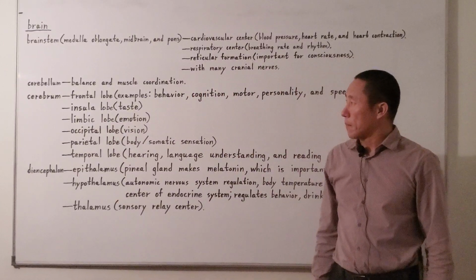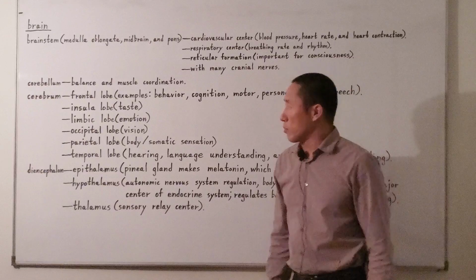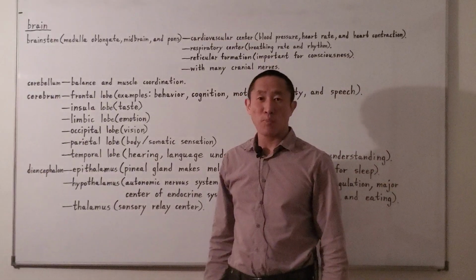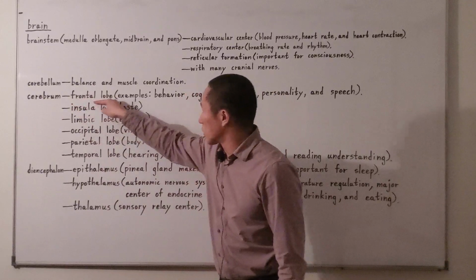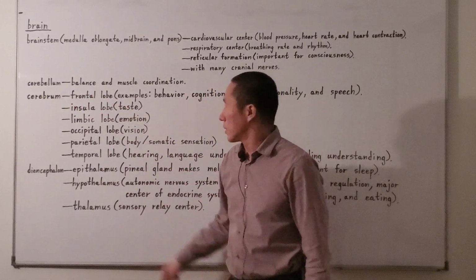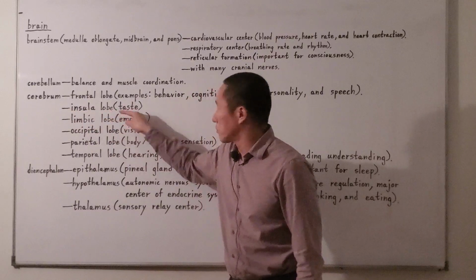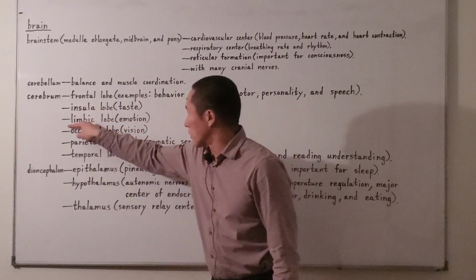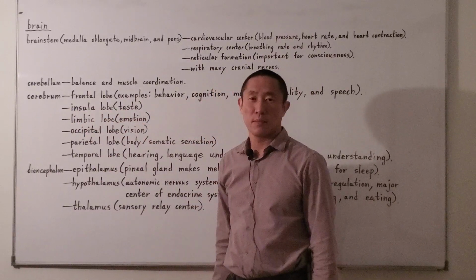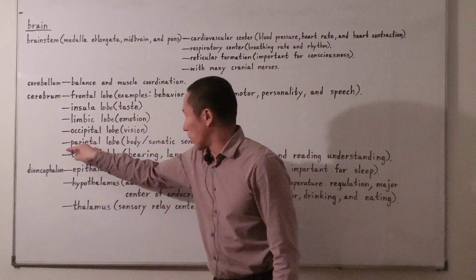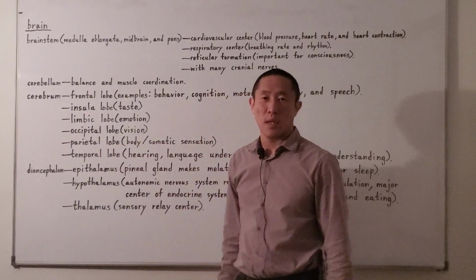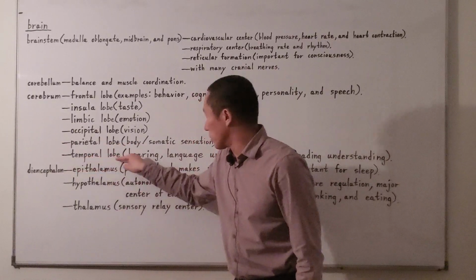Now, the cerebrum has many lobes. They are the frontal lobe, the insular lobe, the limbic lobe, the occipital lobe, the parietal lobe, and the temporal lobe.